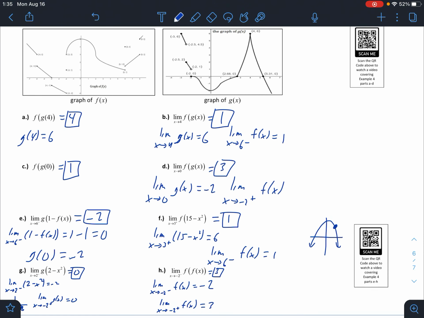All right, so that's it for our algebraic properties of limits. I know the composition part was a little confusing. If you ever need help, obviously you can just let me know.